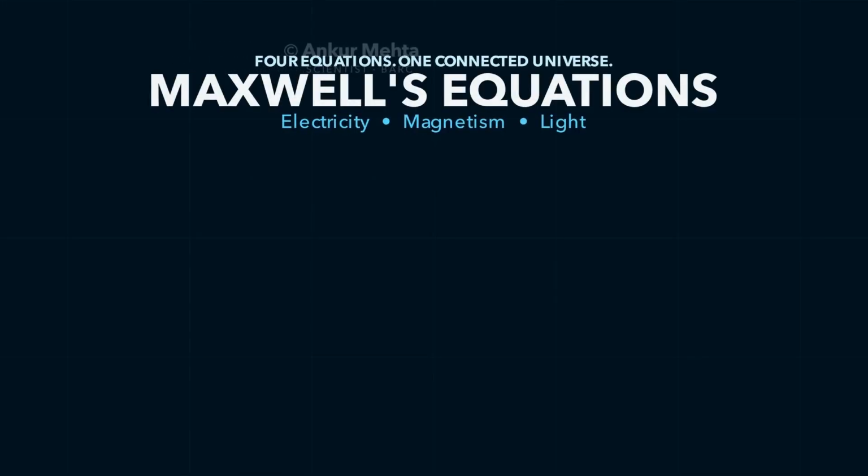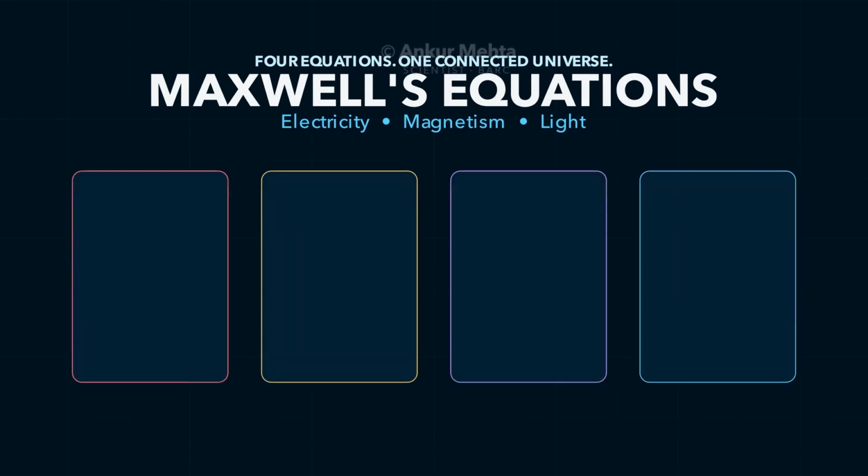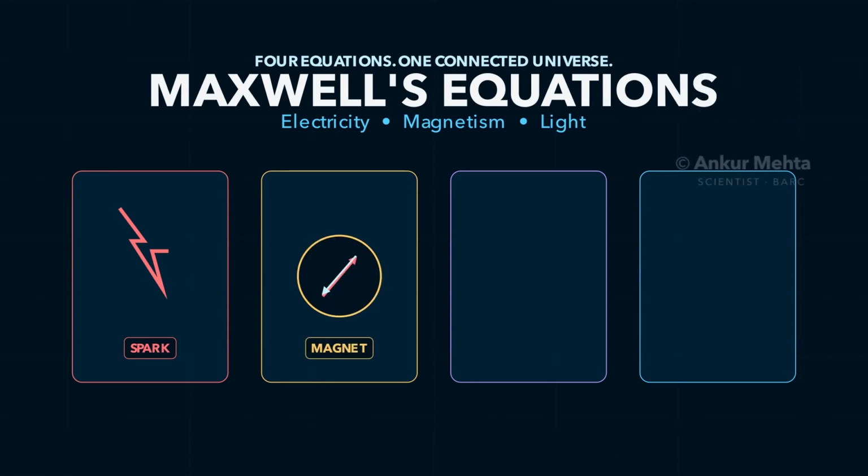A spark jumps through the air. A compass turns beside a wire. A radio antenna sends an invisible signal, and sunlight crosses millions of kilometers of empty space. These phenomena look completely different, yet they are expressions of one connected system, electromagnetism.